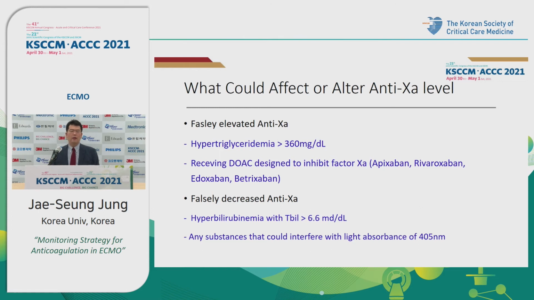In terms of anti-10A influencing factors, that means what could affect or alter the anti-10A level. The anti-10A level falsely increases in the presence of hypertriglyceridemia above 360 mg per deciliter, and in the presence of oral factor 10A inhibitors such as apixaban and rivaroxaban. Whereas in the case of total bilirubin above 6.6, it is falsely low.